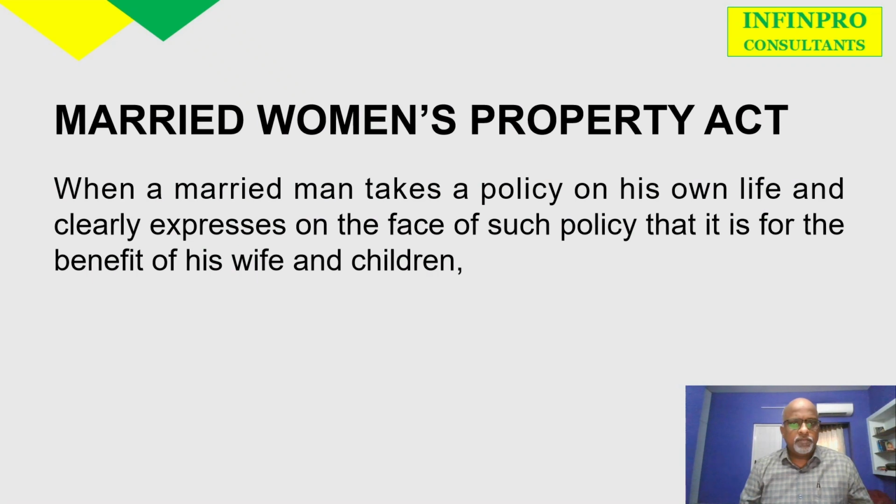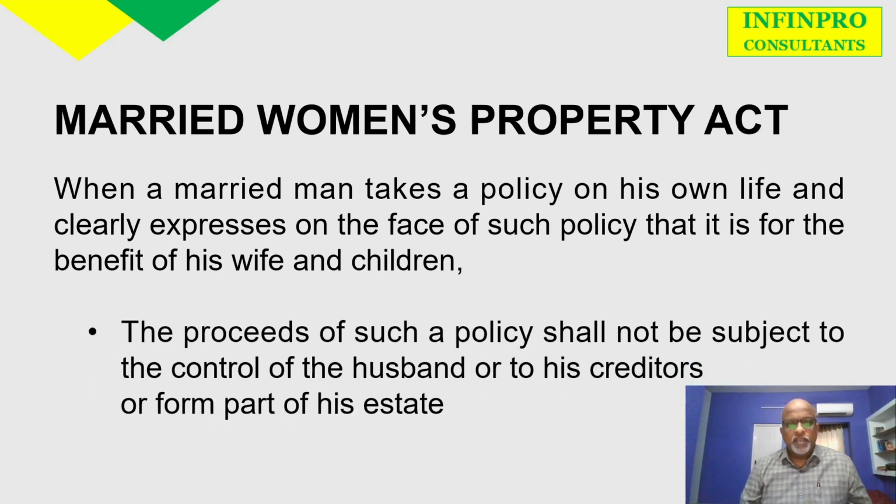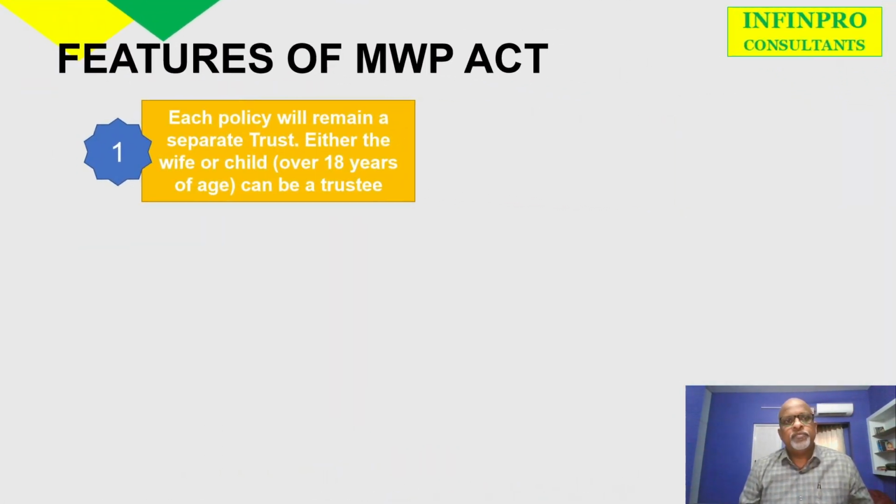When a married man takes a policy under the MWP Act, it is very clear that the benefits have to be passed on to the wife and children only. The proceeds of such a policy will not be controlled by any of his creditors or any other estate pattern, and the benefits will only be passed on to the wife and children. To understand more about the features of the MWP Act, let's see a few pointers.